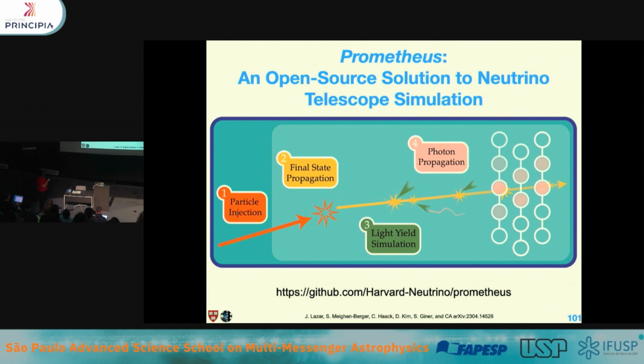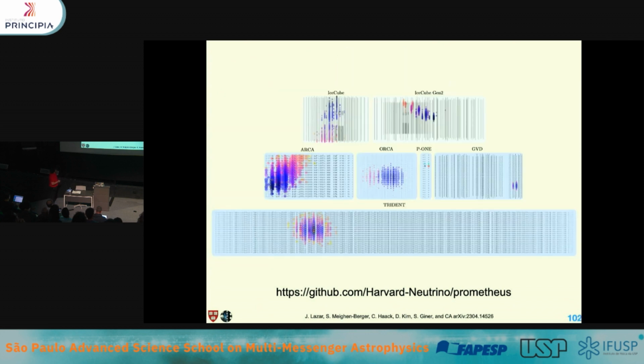We call this Prometheus, and you can find it here, and it's described in this arXiv reference here. You can do all of these things that we described in this lecture in this open source package. So this is one of our Prometheus simulations. In Prometheus, we have simulations for IceCube Gen2. These are water detectors. We haven't talked about this next generation detector yet, but we'll talk about it next.